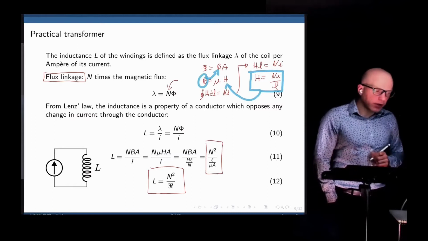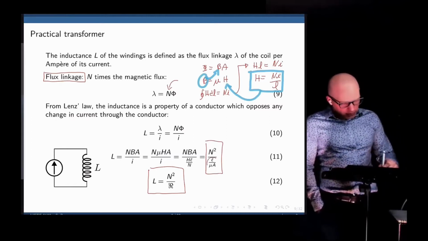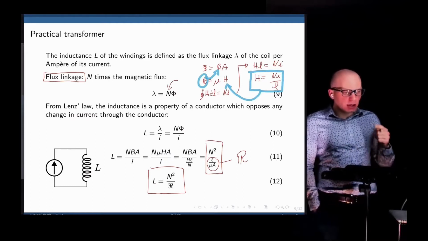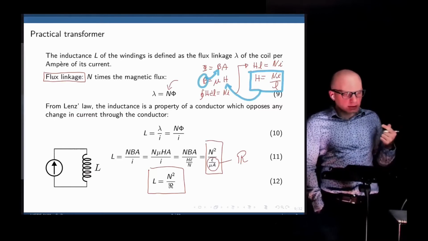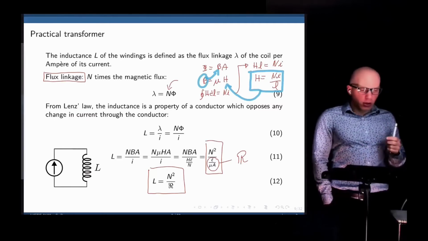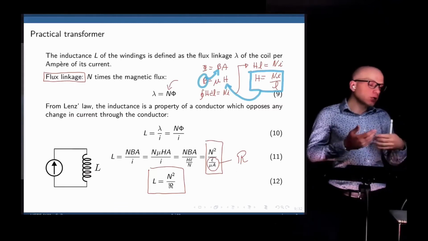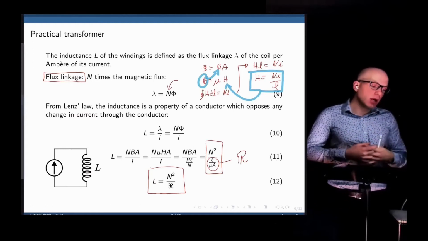N squared divided by L times mu times A. And you recognize this term here. This is the reluctance of the magnetic core. And the inductance now depends on the number of turns of wire squared divided by the reluctance. Let's look at that equation. It makes perfect sense. The more turns we have, the more magnetic flux we create. So the harder it is to oppose changes in that magnetic flux.